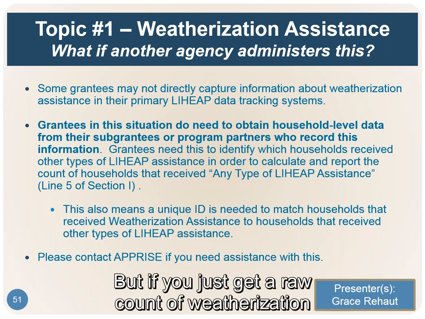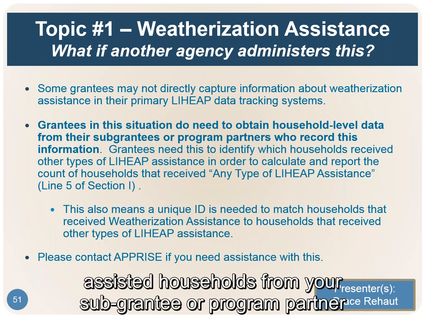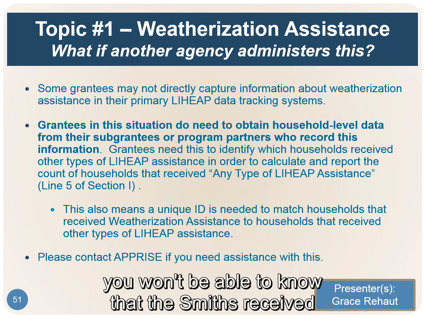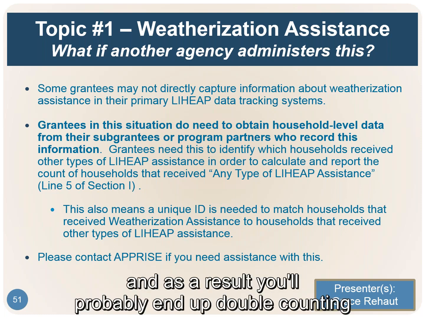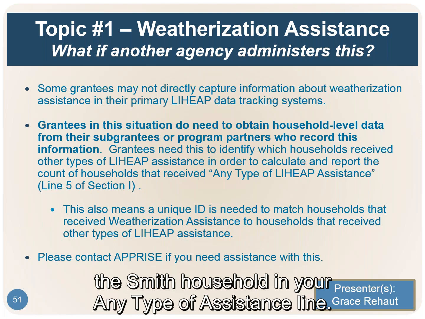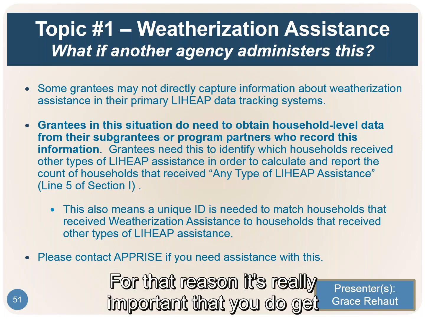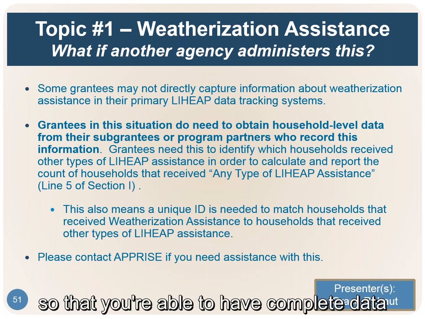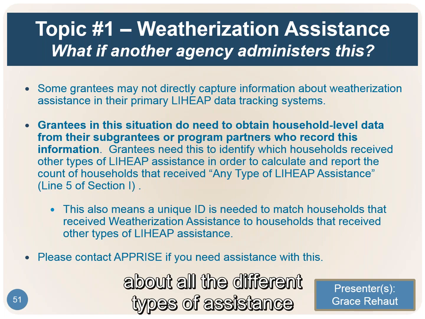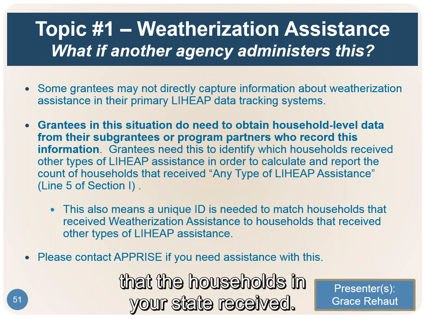But if you just get a raw count of weatherization assisted households from your sub-grantee or program partner, you won't be able to know that the Smiths received both heating and weatherization assistance. And as a result, you'll probably end up double counting the Smith household in your any type of assistance line. For that reason, it's really important that you do get household level data on weatherization assistance so that you're able to have complete data about all the different types of assistance that households in your state received.